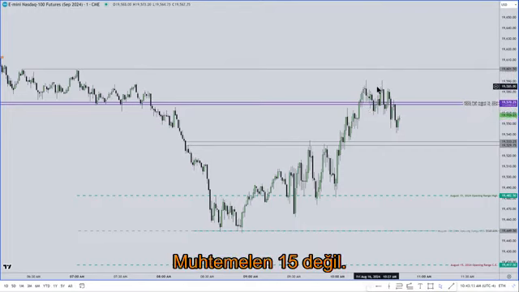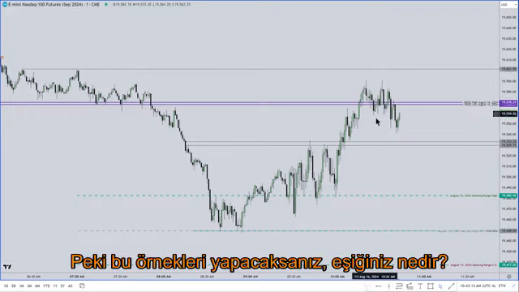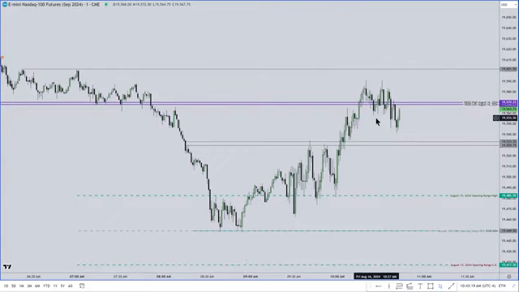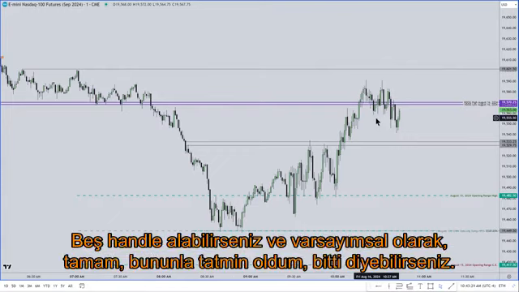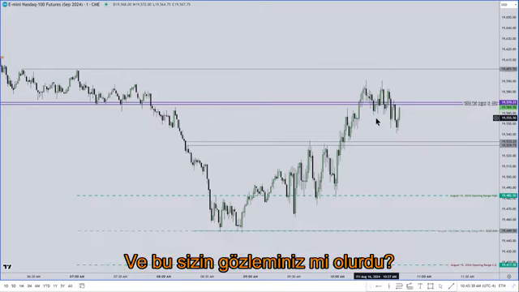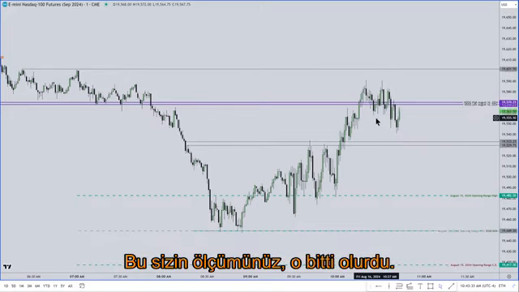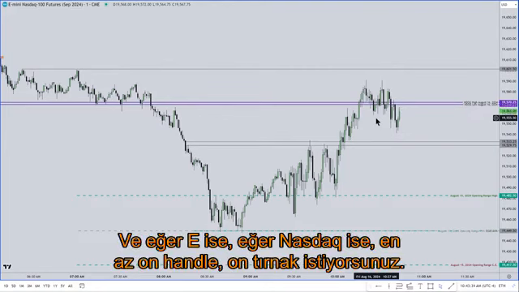So if you're going to be doing these examples, what is your threshold? What are you trying to do? Well, if it's ES, you're looking for 5 handles. If you can get 5 handles and hypothetically say, okay, I'm satisfied with that, I would be done. And that would be your observation. That's your measurement. That one would be done. And then if it's NASDAQ, you want to have at least 10 handles.